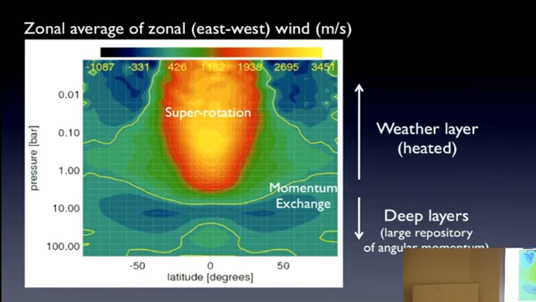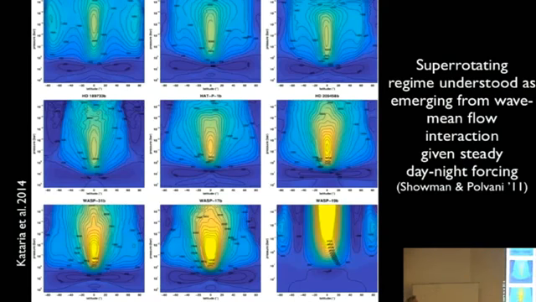Another question? Say that again? This is primitive equation, so it's asymptotically balanced, yeah. And so I was telling you it emerges consistently.